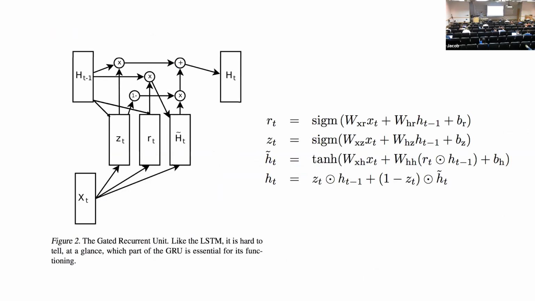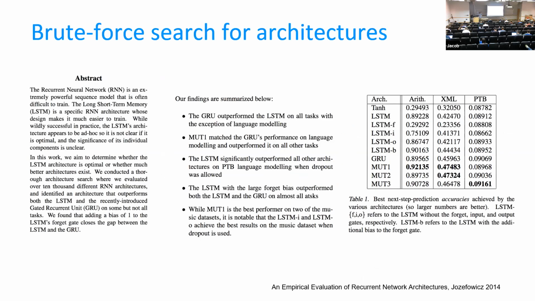So this is the math version of the GRU. It's just the math version of the computation graph diagram that we just saw. Are there other alternatives? Yes. This is a paper that does a brute force search over RNN units and finds some alternatives that are marginally maybe better than GRUs and LSTMs. So there's that.